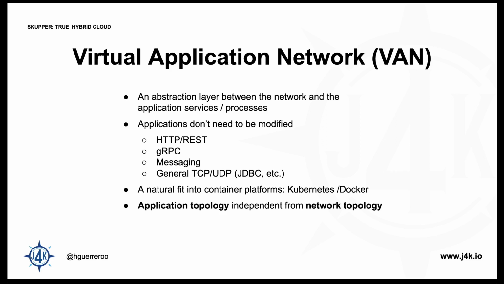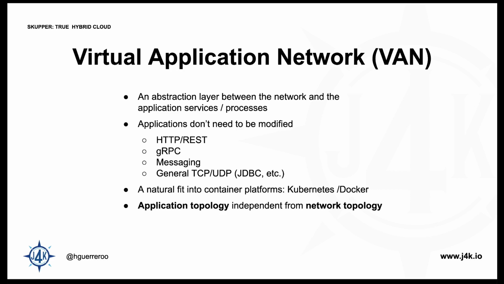This is the concept then of a virtual application network, where we have this abstraction layer between the network and the application services. So it's this buffer that allows us to decouple the implementation details of the communication at the application layer and the actual topology of the network. So in this case, by getting this decoupling, we can then focus and solve the requirements and the problems for each one of those layers. And the most important thing that this abstraction layer brings to developers and application development is that your applications don't need to be modified.